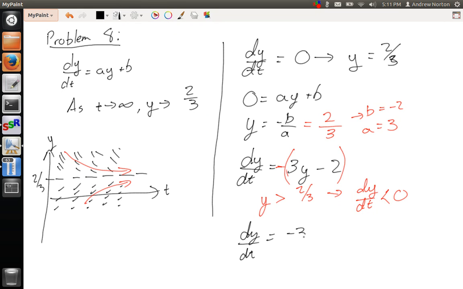So our solution then becomes dy/dt = -3y + 2, or we could write that as 2 - 3y. So that is a valid solution. There are other solutions, but that is a valid solution to problem 1.1.8. This is 1.1.8 of Boyce and DiPrima's Elementary Differential Equations and Boundary Value Problems.